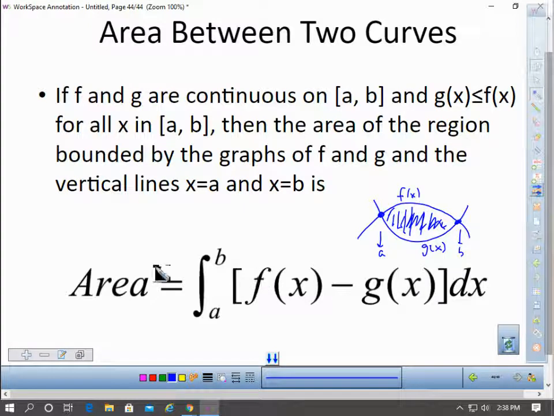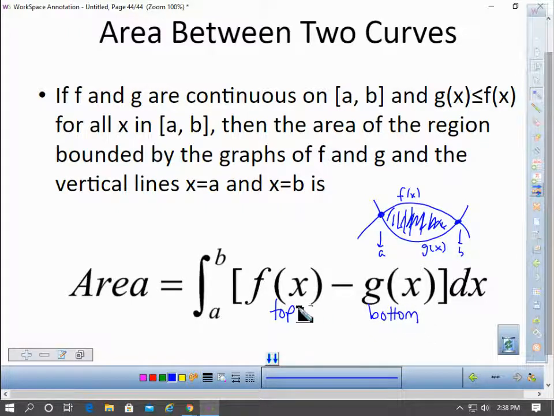All right, the area is going to be this integral. So the area between these two curves is the integral from a to b of f of x, the top curve, minus g of x, the bottom curve. So it's got to be top minus the bottom.